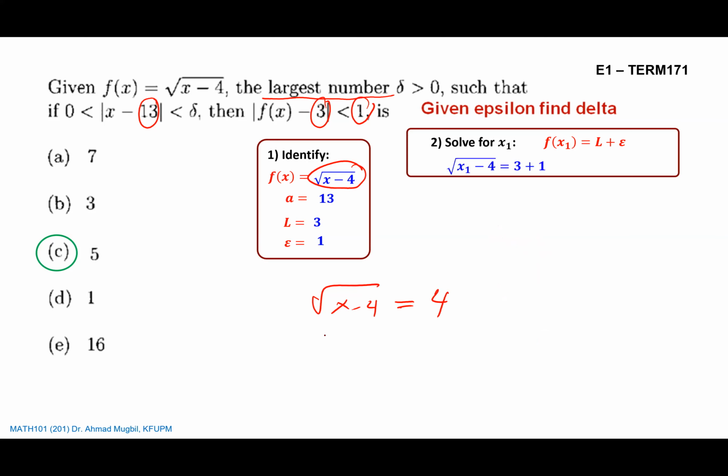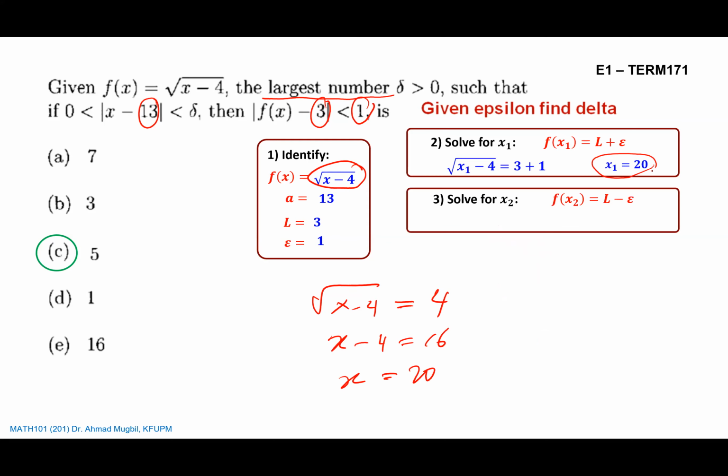L plus epsilon. Now square both sides, it will be 16, x will be 12. So this is your x, 20, sorry. X will be 20 because it will be plus. So this is the first value of x. Do the same with L minus epsilon. You have another value. Now your A, where is A? A, here it is. It should be between them. It is between them, between 8 and 20.